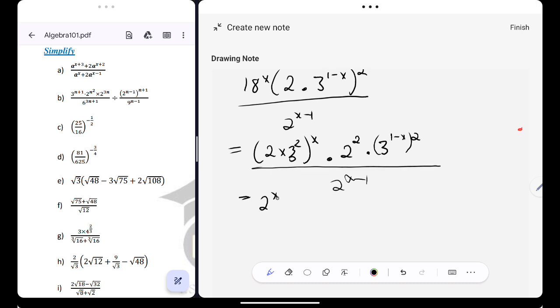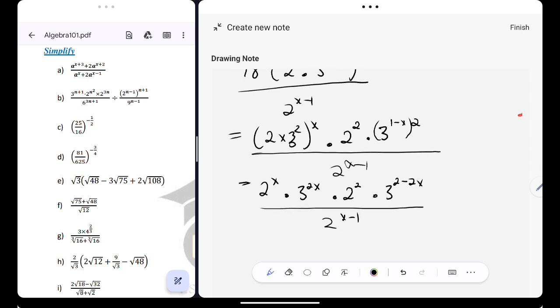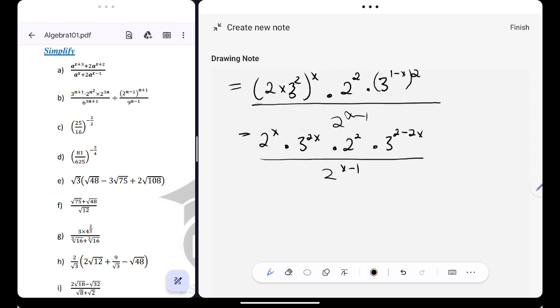I have 2 to the power x multiplied by 3 to the power 2x multiplied by 2 squared multiplied by 3 to the power 2 minus 2x, because exponents and powers always multiply. This is 2x minus 1. Okay. There at the top, now I can apply my exponents. I have same bases at the top, same bases of 2. They are multiplying, so I can have x plus 2.